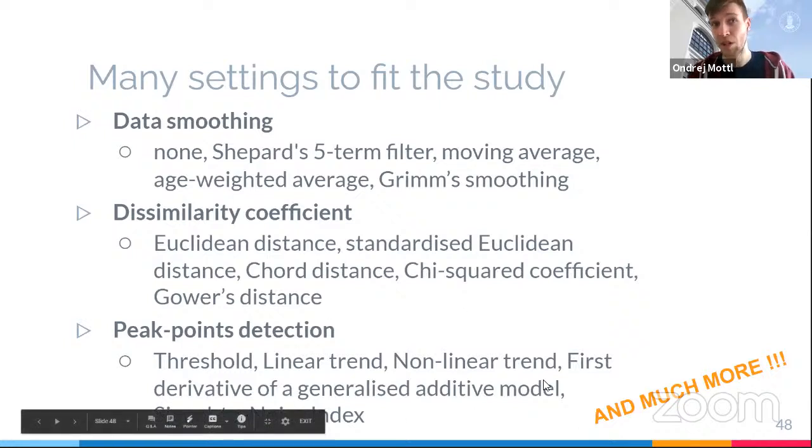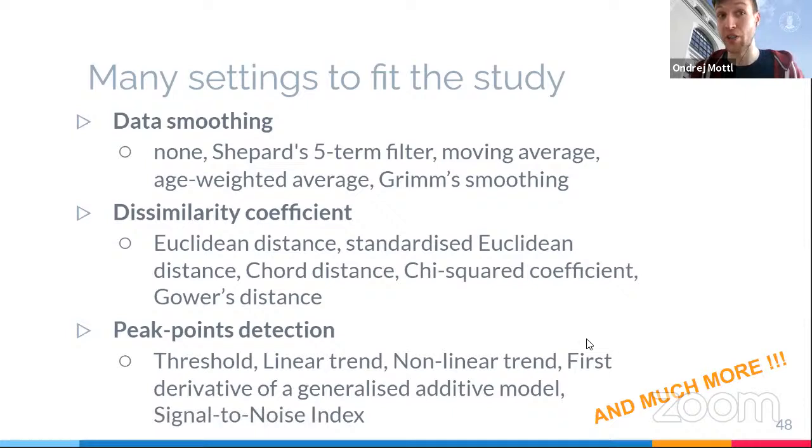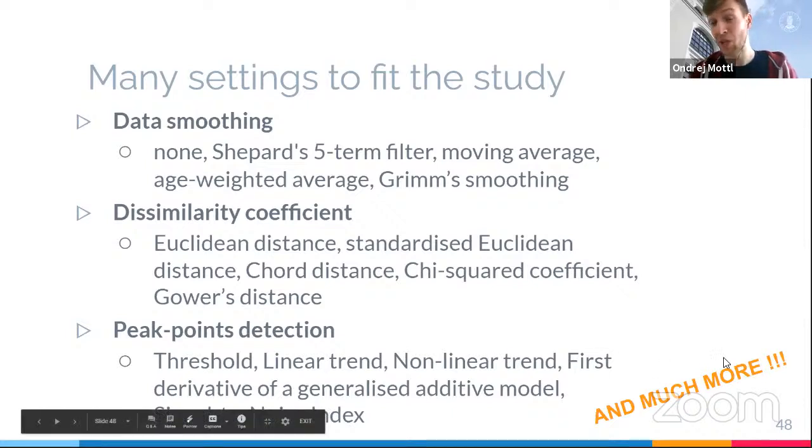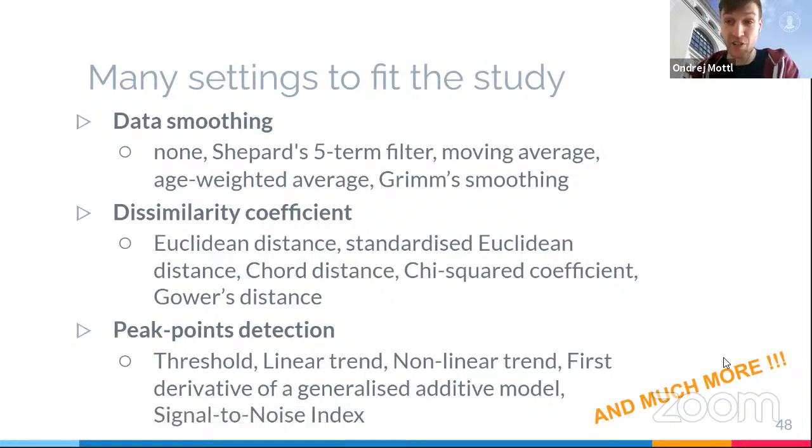And we currently include many different types of peak point detection based on what you are interested in. And much more. Do you want to include the age uncertainties? Do you have these age uncertainties from age models? If not, you don't have to include them. Do you want to standardize your data by the abundances? Yes or no? If yes, how, etc. There are many settings of how you want to do this.